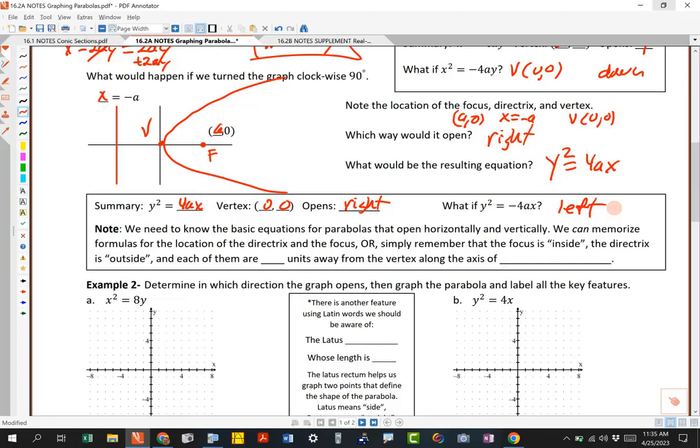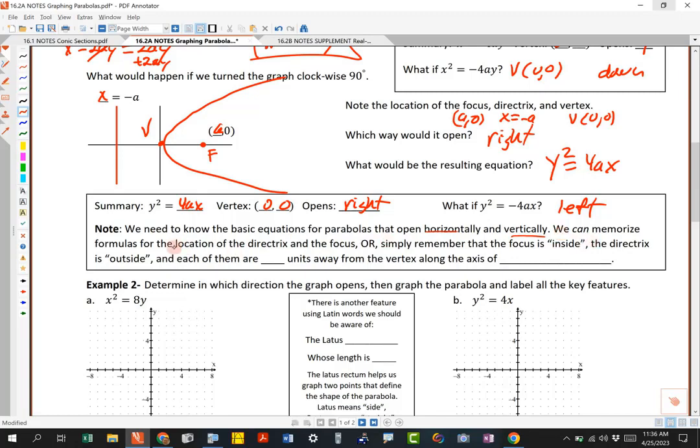Okay, now, this next box is important because once we know this stuff, then we can start graphing these and we can graph them really quickly and have a lot more information about the useful parts of a parabola other than just when we were launching things off cliffs and seeing what their path would be and doing projectile motion and stuff. So we need to know the basics for parabolas that open horizontally and vertically.